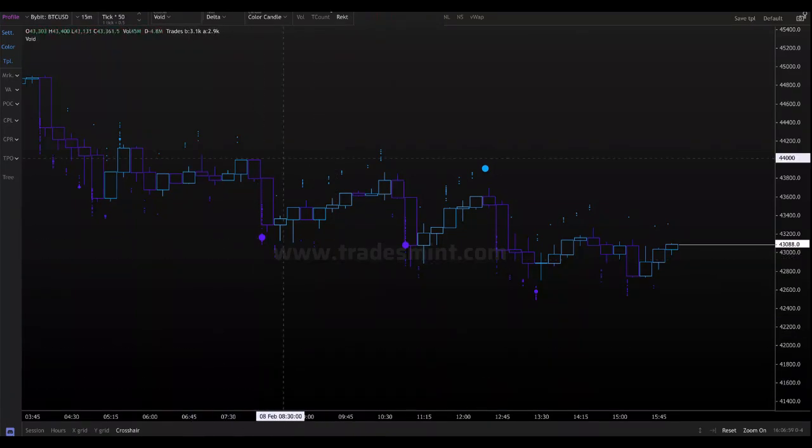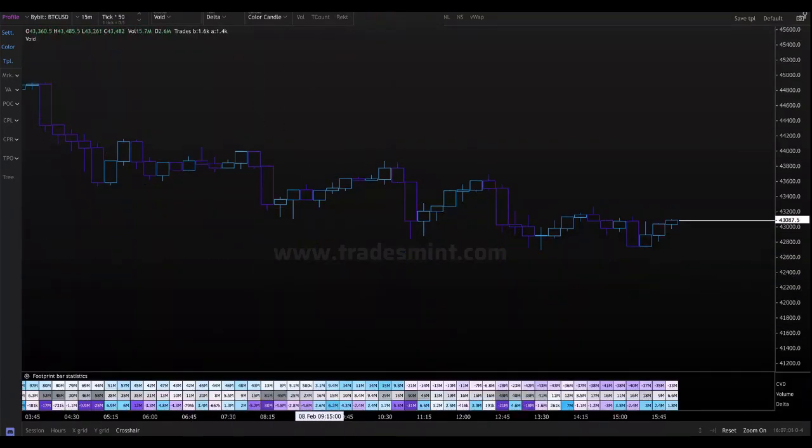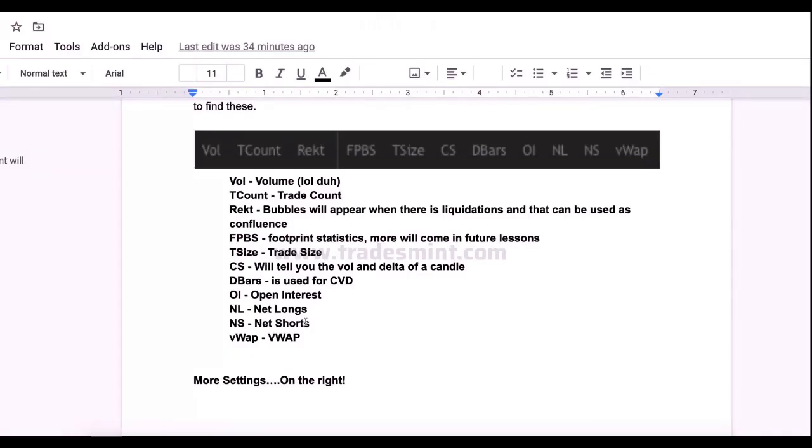Then we have the footprint bar statistics. This is basically going to give you things like volume and delta and trade count all in an easy to read footprint bar statistic, where I can see right down here, for example, this blue candle, even if I'm not zoomed in looking at the delta within each price point, I can see that the overall candle had 2 million positive delta, and that overall candle had 6.8 million volume. Very useful information.